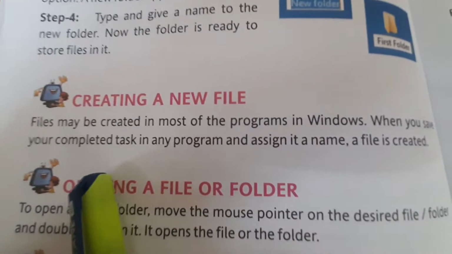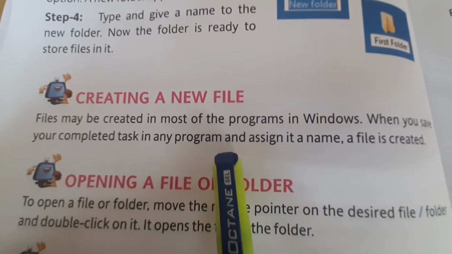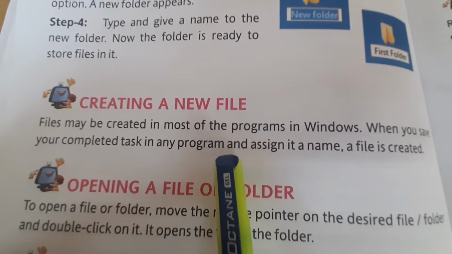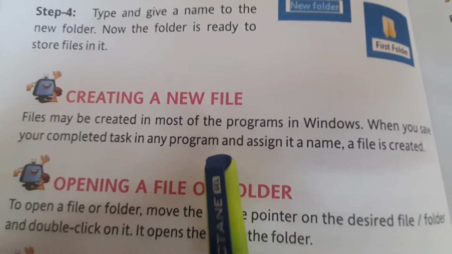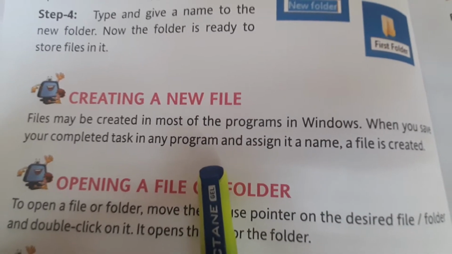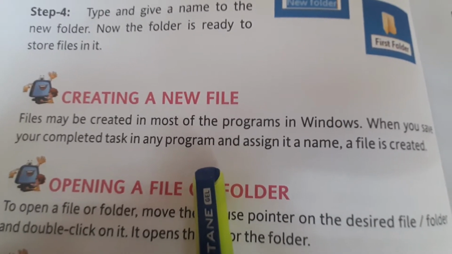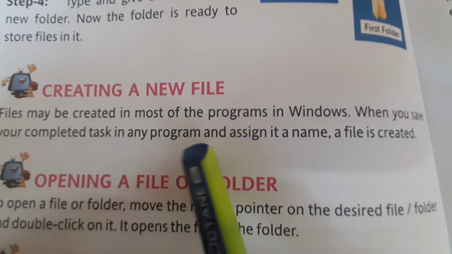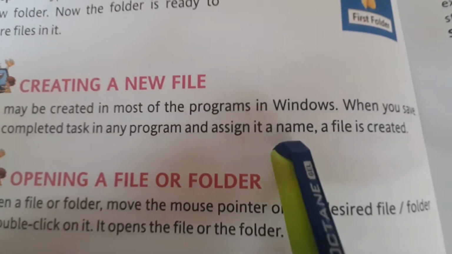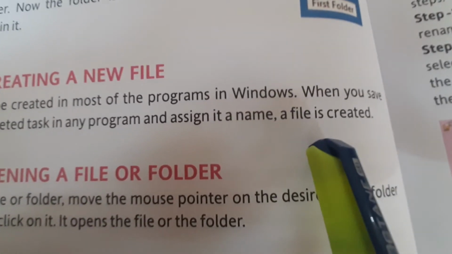When you save your completed task in any program, whether it is a spreadsheet program or a drawing program or a presentation program, you are saving it for future use. At that time you are making a file. So when you save your completed task in any program and assign it a name, a file is created.